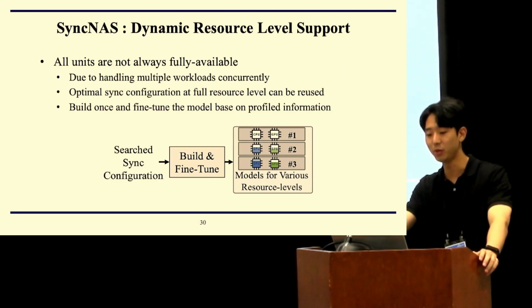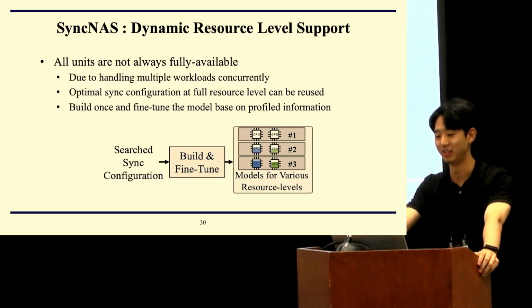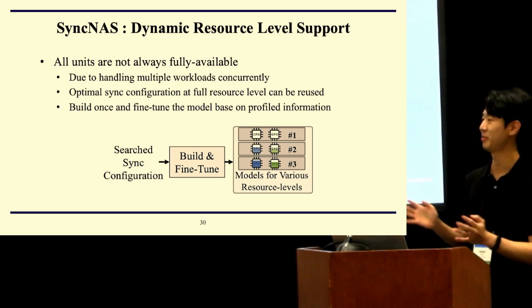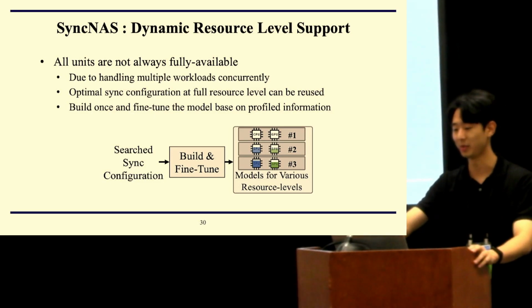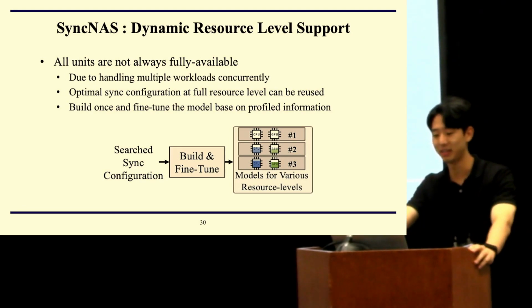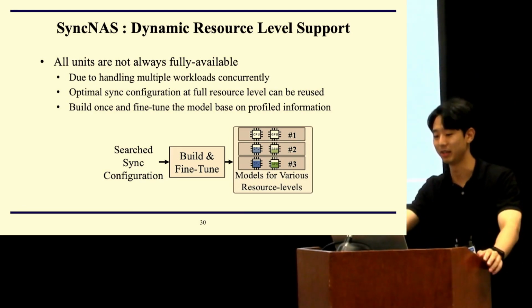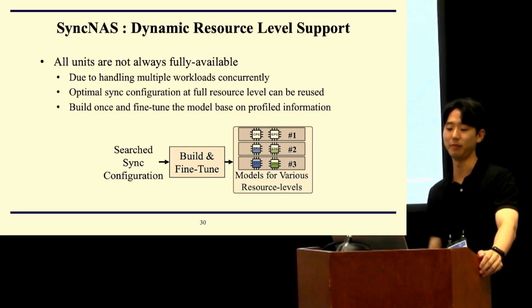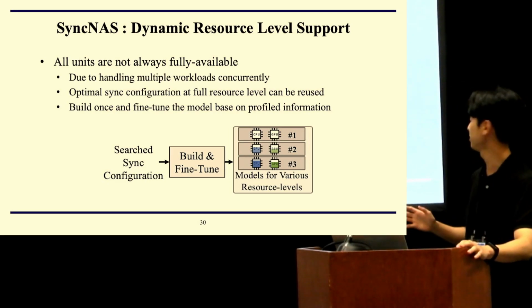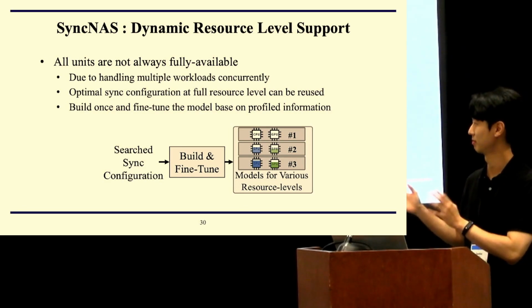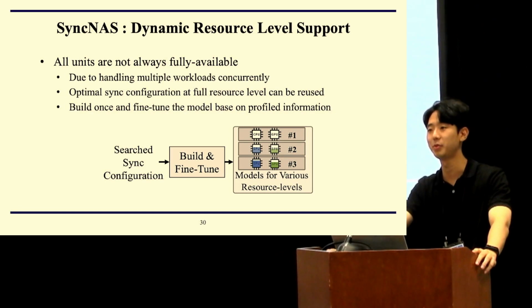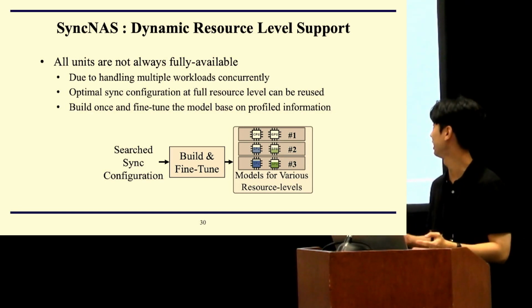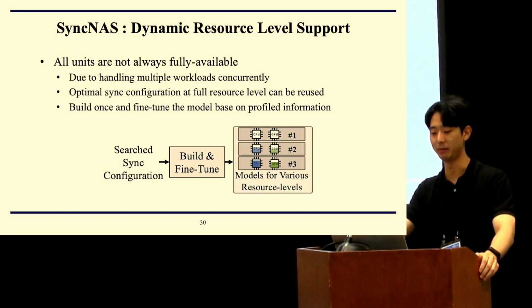Then lastly, we also support dynamic resource modulation. Basically, all units are not always fully available because the mobile device handles multiple workloads concurrently, so their effective performance can vary dynamically. In this case, we find the optimal sync configuration at the full resource level, and that model can be reused to build an optimized model for a different resource level by fine-tuning and considering the profile information.